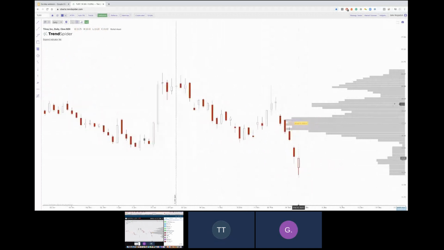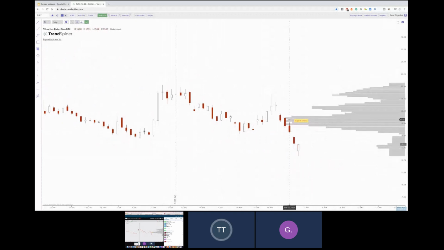So for Tilray, you'll notice that most of this volume is holding at a lower area than we topped out at. So does that mean people are kind of slowly selling off and distributing their shares at a lower price? Will this act as resistance for another leg down? I think a lot of that is based on just the market in general.